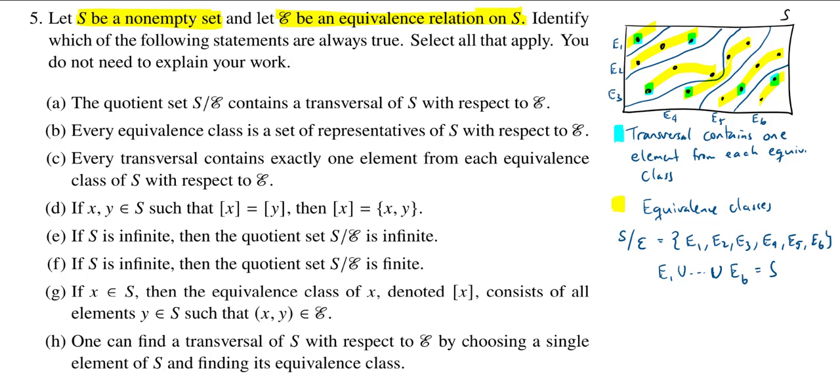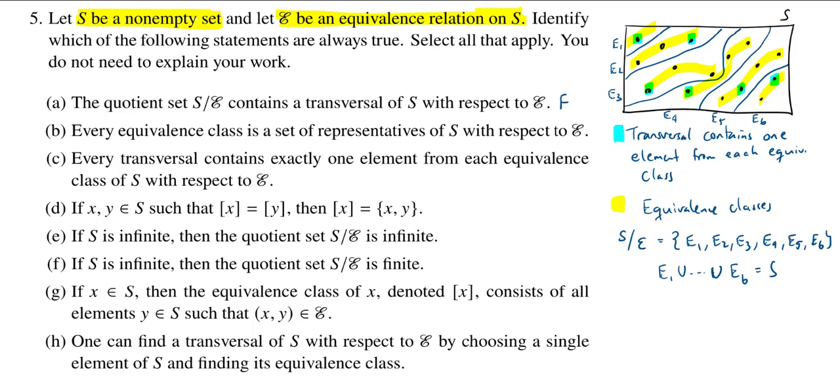Those are its elements. So the transversal consists of elements, the equivalence classes are sets of elements, and the quotient set contains equivalence classes. So it contains sets of elements, not elements. And so this statement that the quotient set contains a transversal of S would mean it would contain elements of S, but it doesn't. It contains sets of elements of S. So this statement is false.